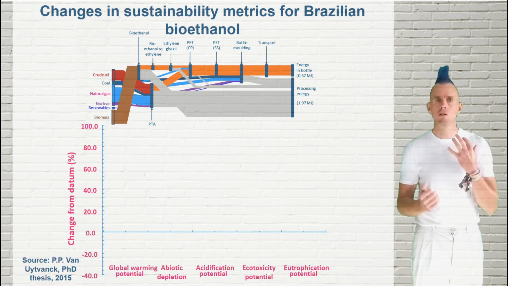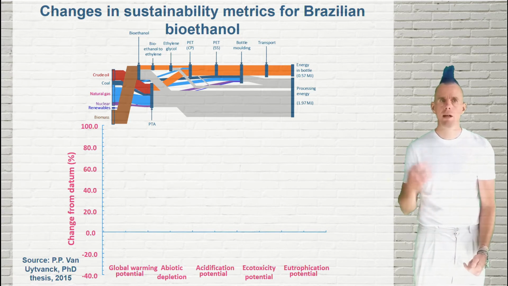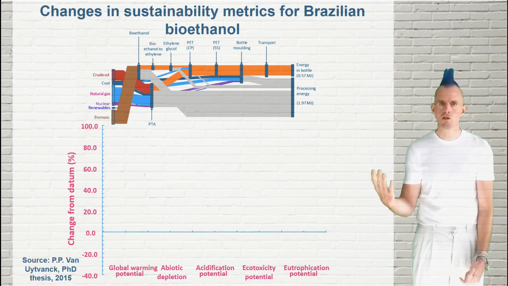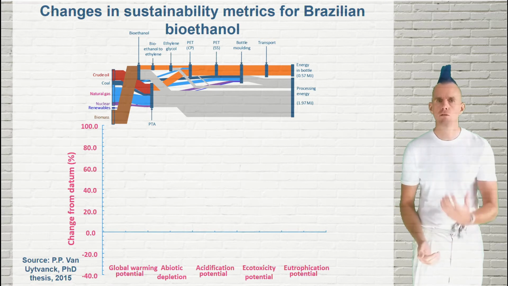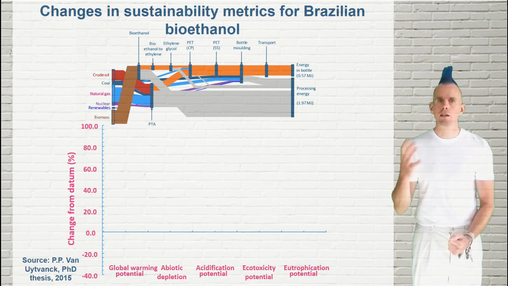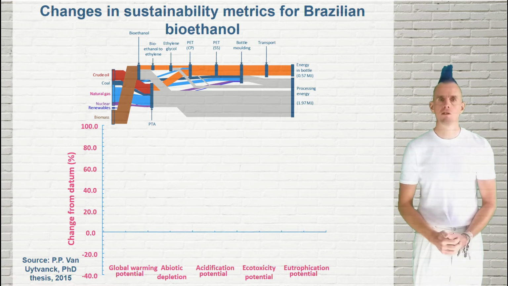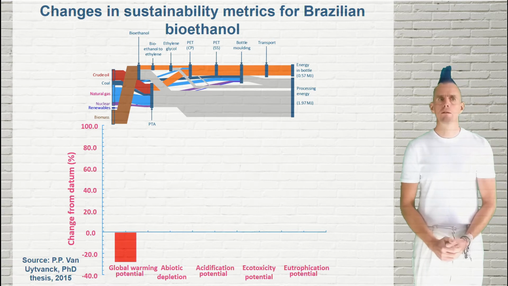So I've chosen 5 different environmental impacts: global warming potential, abiotic depletion, resource use, acidification potential, acid rain basically, ecotoxicity potential and eutrophication potential. And I'm going to be plotting each of these as a change from the datum that we established last time. So, let's start off with global warming potential.